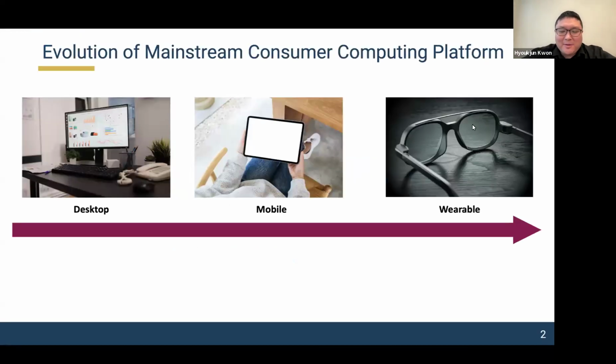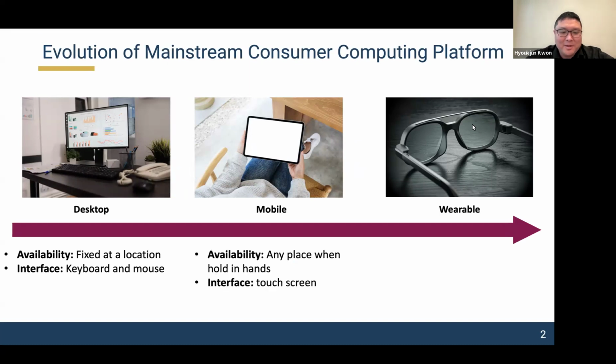Before I talk about the main technical contents, I wanted to briefly talk about the mainstream consumer computing platforms and how they evolved over time. I will not go all the way back to the ENIAC era, but let me start from the desktop. In the desktop era, computing was available at a fixed location, and we interfaced with the computer using keyboard and mouse. When we entered the mobile era, computing moved to any place where the user holds the device in hand. The interface also evolved into touchscreen, so we don't need keyboard and mouse anymore. Then we can interact with the computer system using our fingers. This was a big innovation.